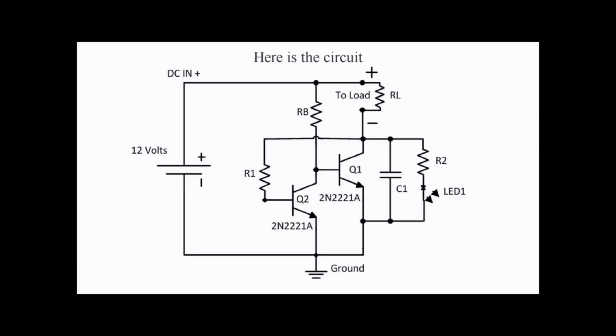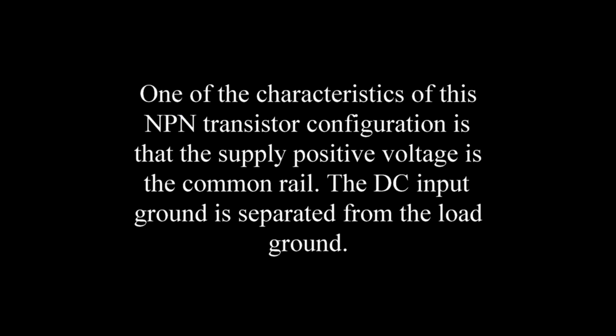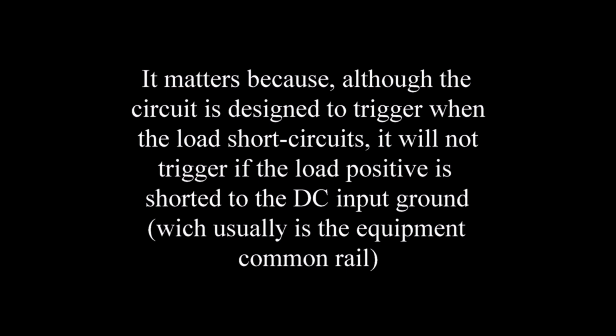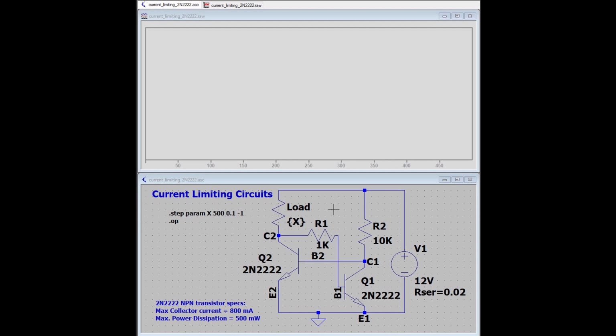Here is the circuit. How it works was explained in my previous video. One of the characteristics of this NPN transistor configuration is that the supply positive voltage is the common rail. The DC input ground is separated from the load ground. The pass transistor Q1 is configured as a sinking device. But why does it matter? It matters because, although the circuit is designed to trigger when the load short circuits, it will not trigger if the load positive is shorted to the input ground. Let's review this.